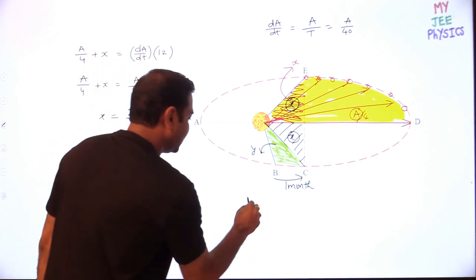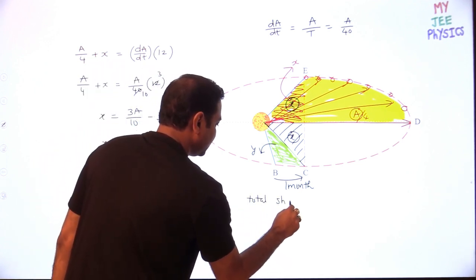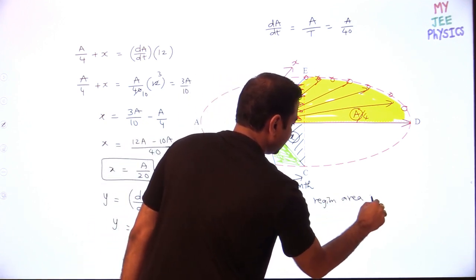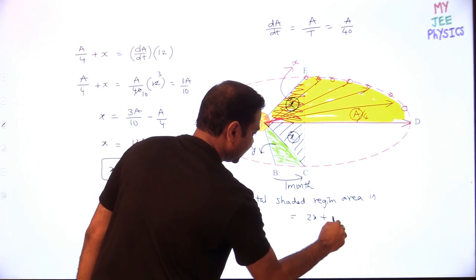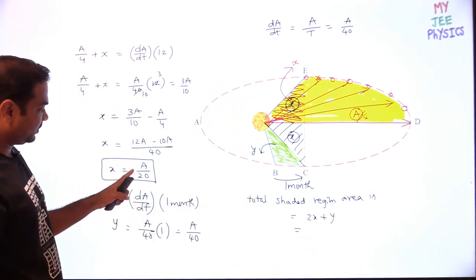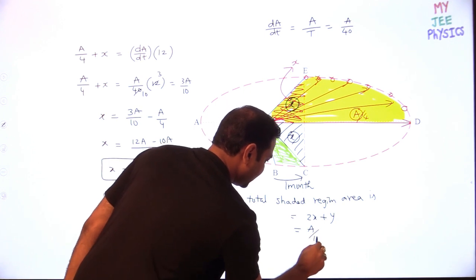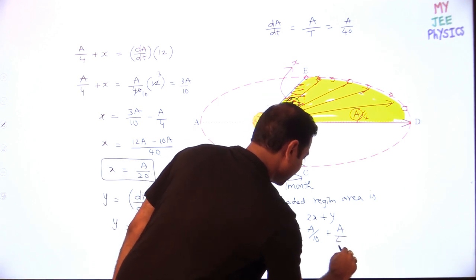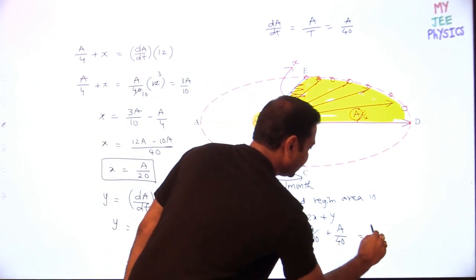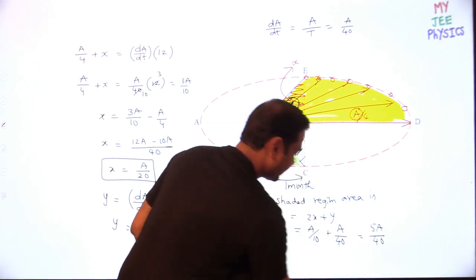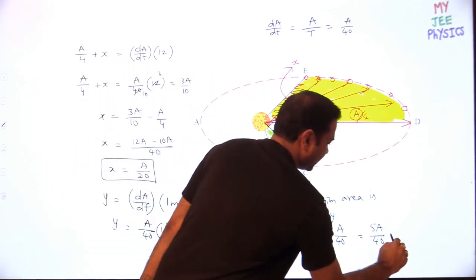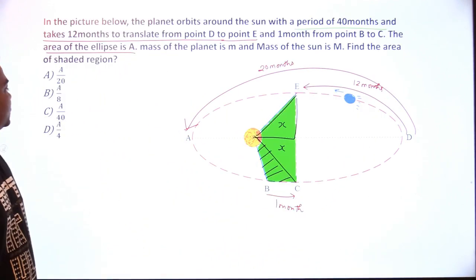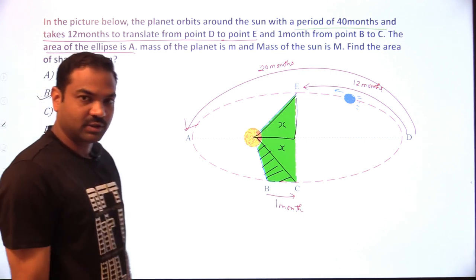So what is the total shaded region area? The total shaded region area is 2x plus y. So 2 into x, where x value is A by 20, gives A by 10, plus the y value A by 40. Then this is 5A by 40, going for LCM. So finally the shaded region is A by 8. So what will be the correct answer? A by 8. Hope you got the answer.